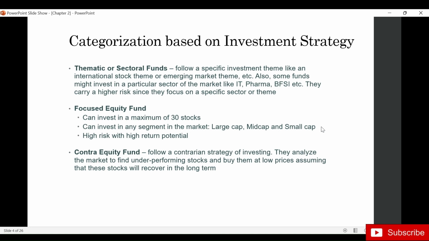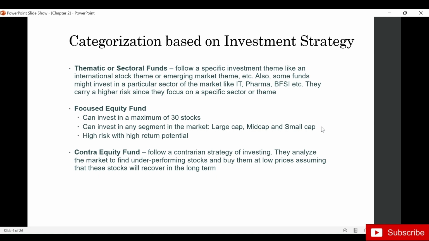The first classification based on investment strategy is thematic or sectoral funds. As it is clear from the name, these mutual fund schemes invest in an emerging market theme or an international stock theme. Also, some of these funds might invest in a particular sector of the market, for example, banking and financial services, pharmaceuticals, IT, etc. Now, because these funds are investing in a specific sector or a specific theme, the risk is a lot higher.